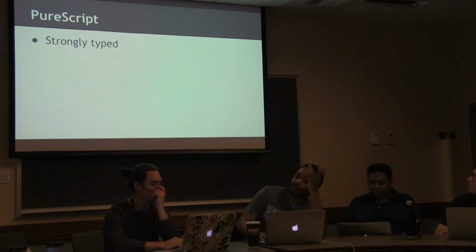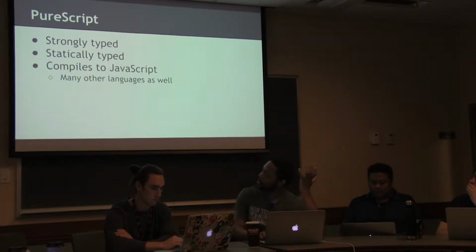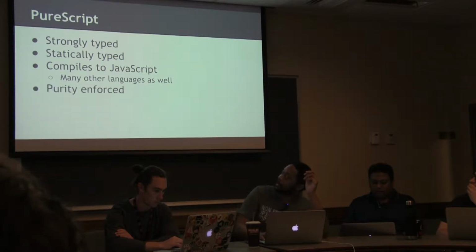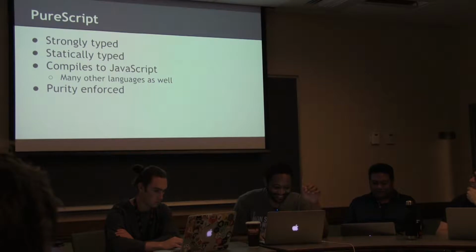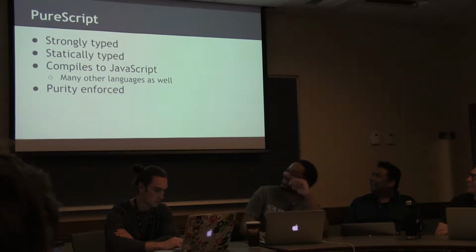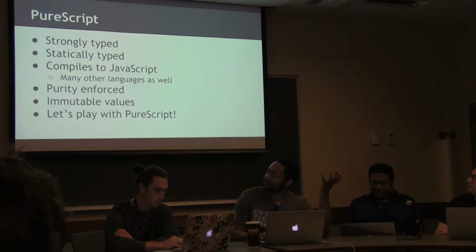So let's start with the basics. It's a strongly typed, statically typed language that compiles to JavaScript. Also other languages, like Python sort of, and C++ for sure, and whatever else you want. Purity, so functional programming, referential transparency, and everything's immutable, right?